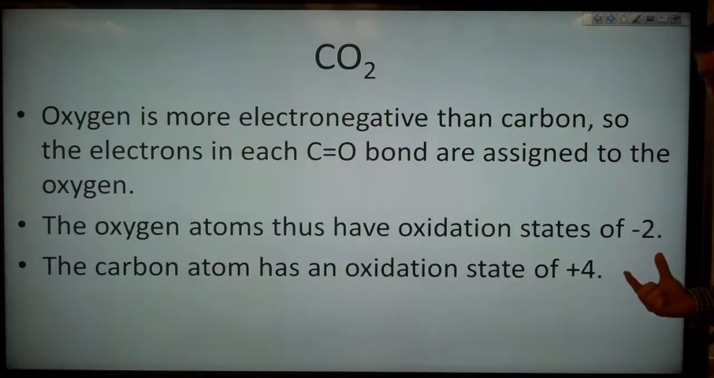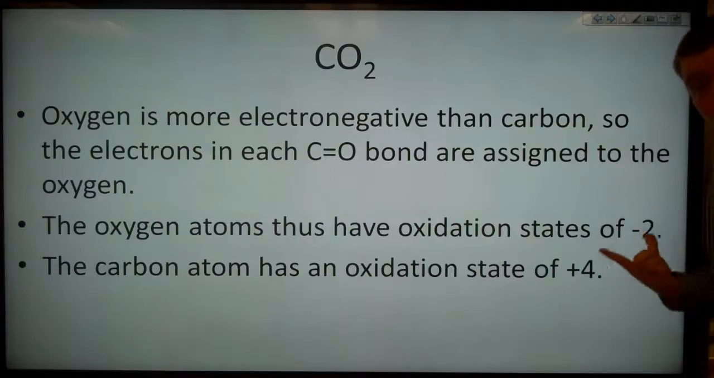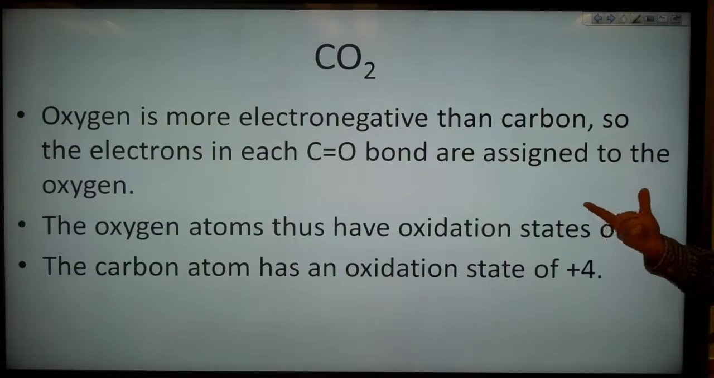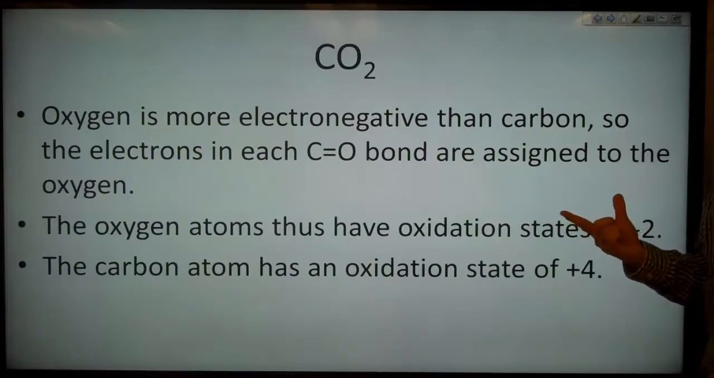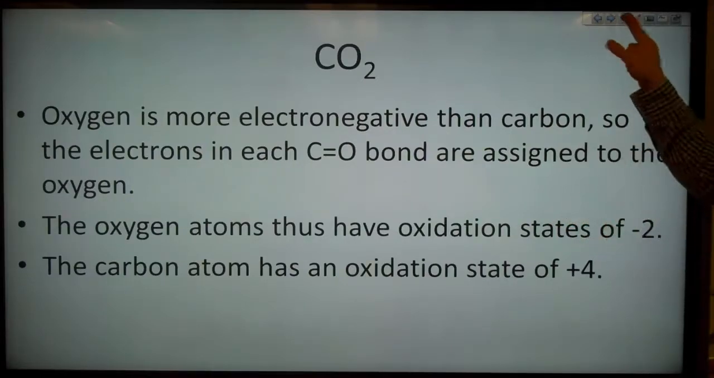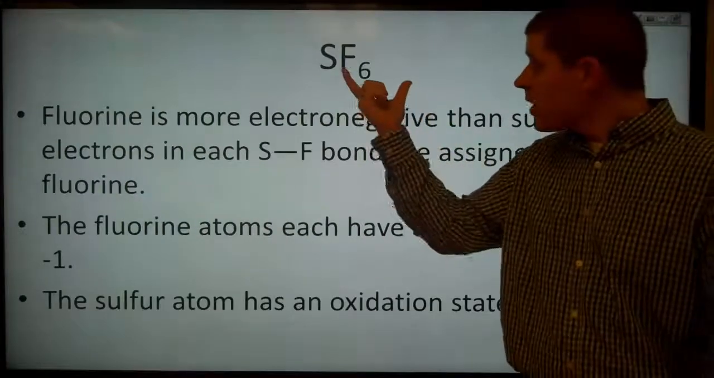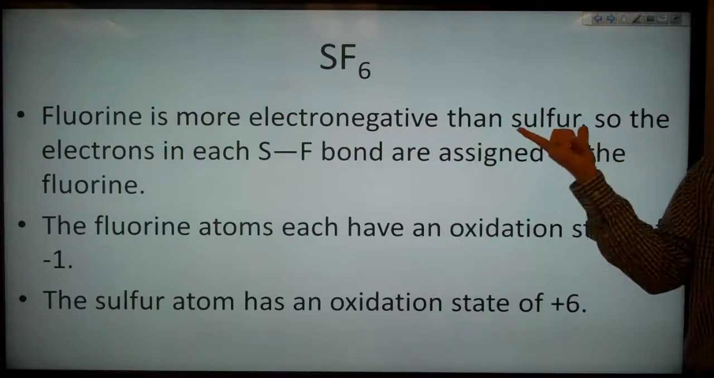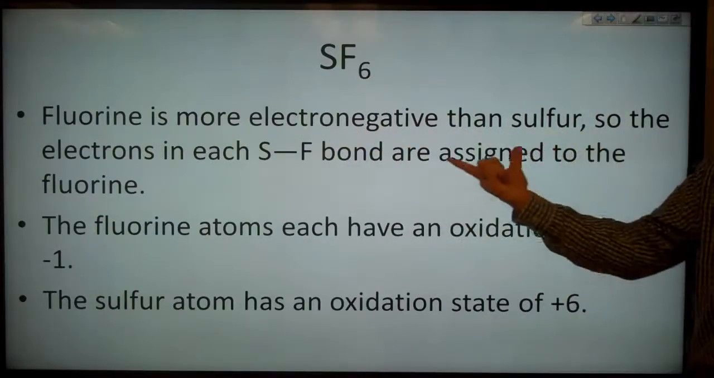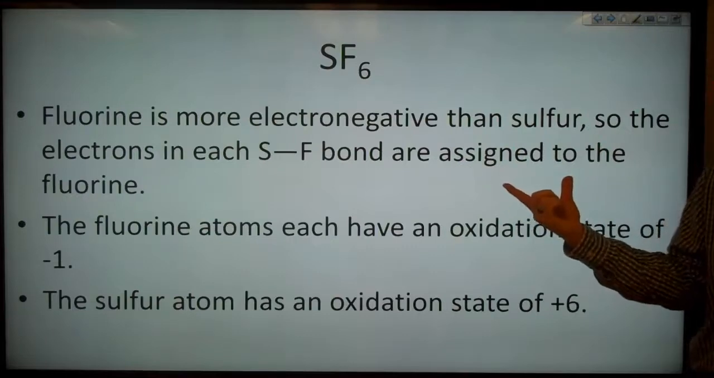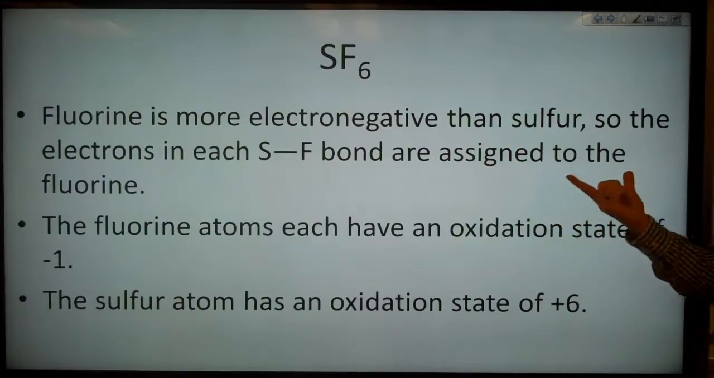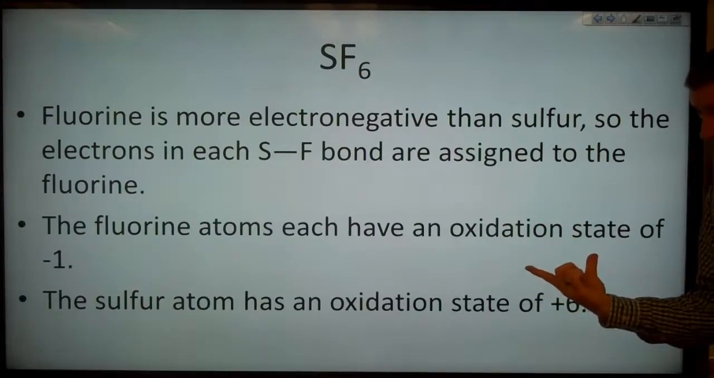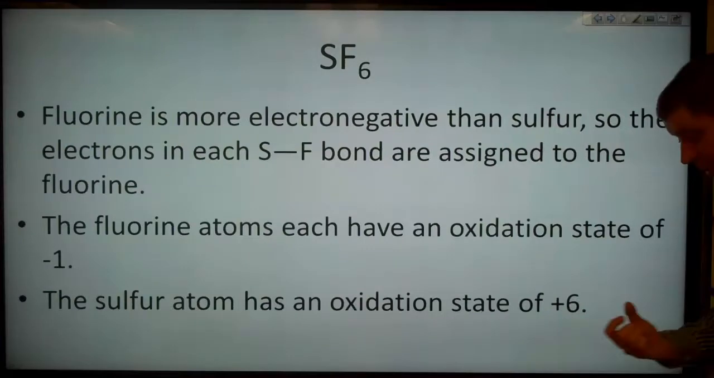These are oxidation states, because we're assuming here, now we're wrong in that assumption, but we're assuming here, in order to make some math work out, that those bonds are 100% ionic. Now they're not ionic. But, so, in sulfur hexafluoride, the fluorine atom is more electronegative than the sulfur atom is, and so the electrons in each sulfur-fluorine bond are assigned to the fluorine atom, and this means that the fluorine atoms each have an oxidation state of -1, and the sulfur atom has an oxidation state of +6.